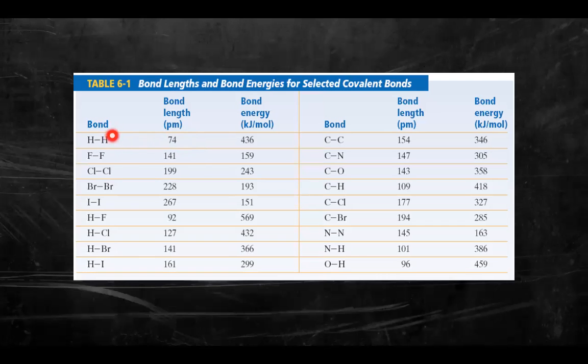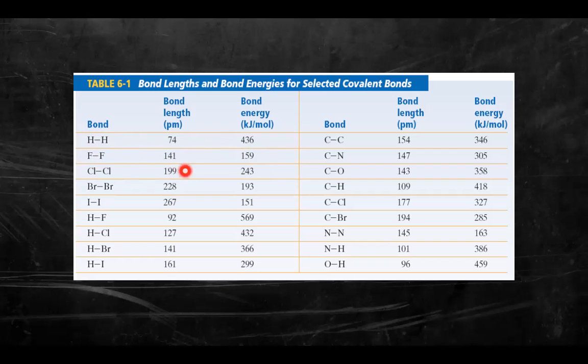So for hydrogen, the bond length is 74 or 75 picometers and the energy is 436. If you compare that to fluorine, which is another diatomic molecule, you can see that the bond length is roughly twice as long, which means the fluorine atoms are further apart and the bond energy is much lower. And it makes sense because these guys have a lot more electrons than hydrogen does. So it makes sense that they would be further apart.